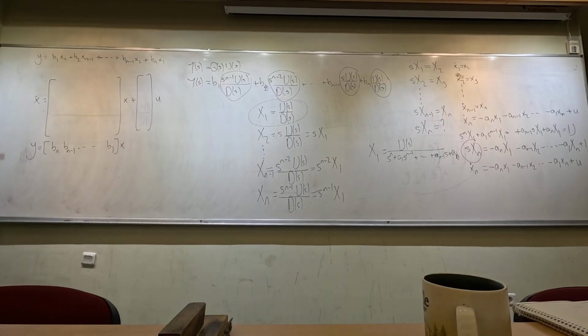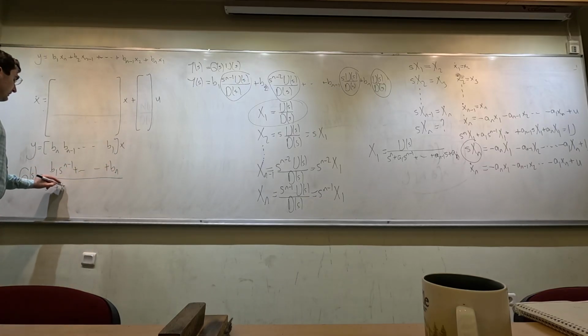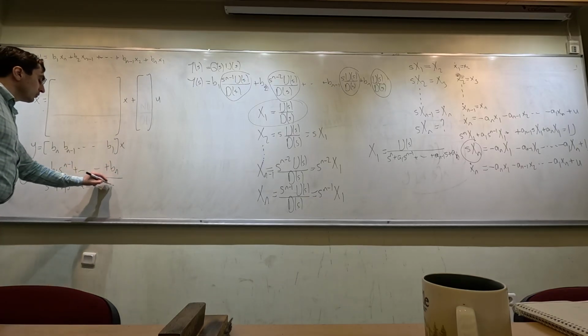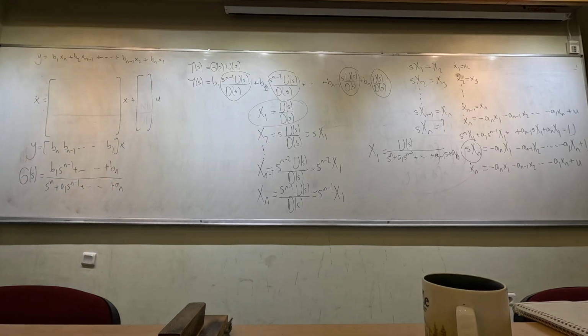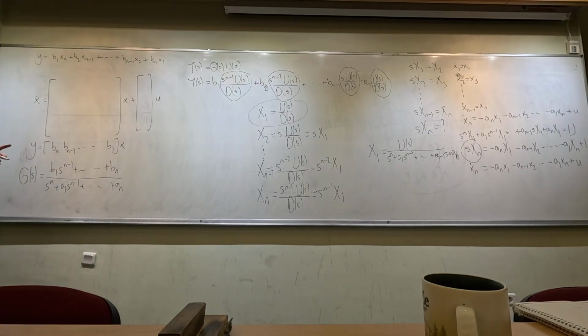Okay? So I will write what was the transfer function here. G of s is b1 s to the n minus 1 going until bn divided by s to the n plus a1 s to the n minus 1 going until an here. So in controllable canonical form, I write the numerator polynomial coefficients in reverse order into my C vector. Okay? So now let us try to write the A matrix.